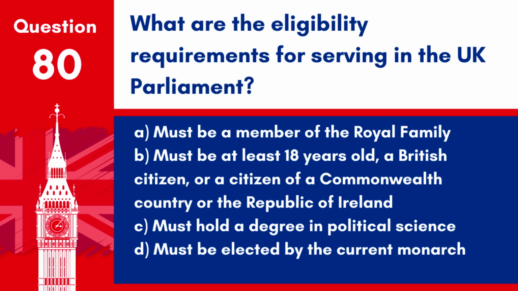Question 80. What are the eligibility requirements for serving in the UK Parliament? A. Must be a member of the royal family. B. Must be at least 18 years old, a British citizen, or a citizen of a Commonwealth country or the Republic of Ireland. C. Must hold a degree in political science. D. Must be elected by the current monarch.